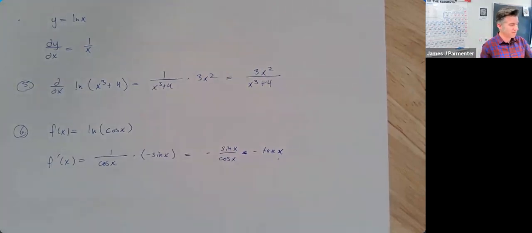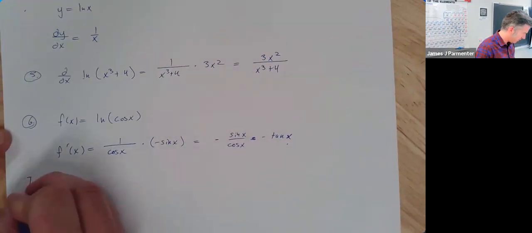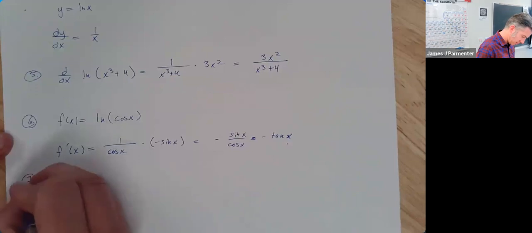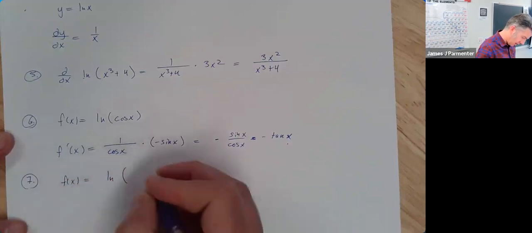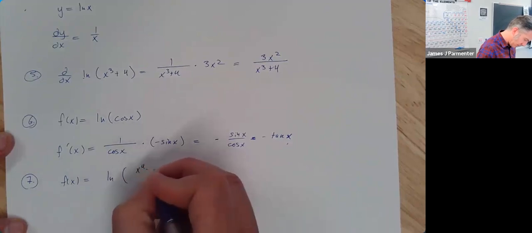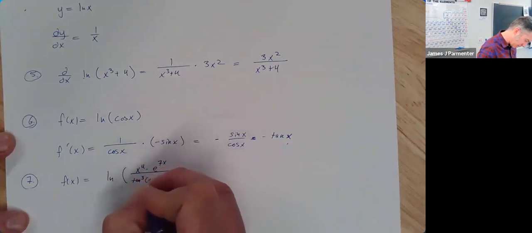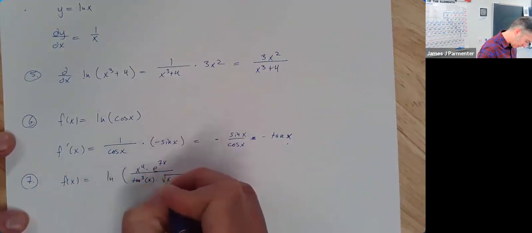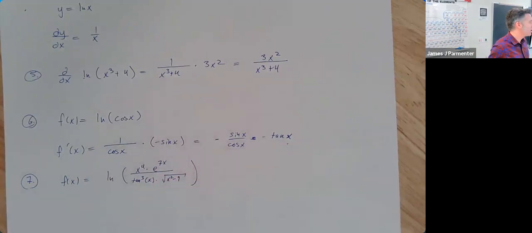So let's make it a little bit more interesting. Let's say I wanted to find something really terrible, like, do I have enough room here? Yeah, I probably have enough room here. For my function, let's say my function is the natural log of x to the 4th times e to the 7x over tangent cubed x times the square root of x squared minus 9. Wow, that looks awful.